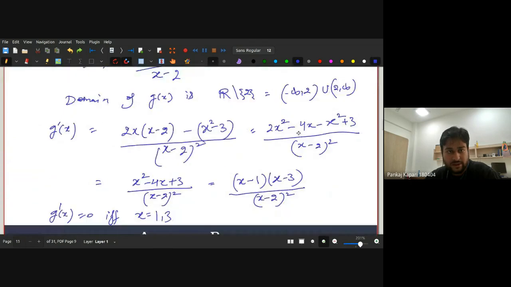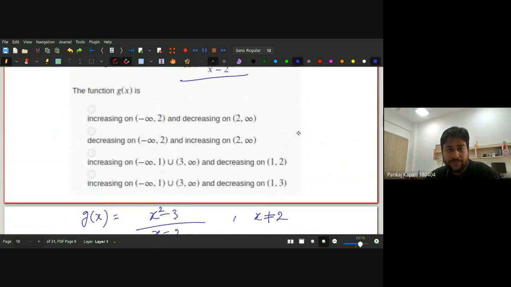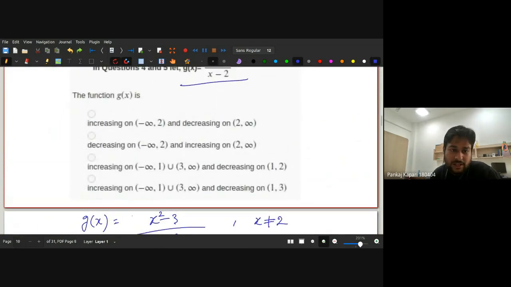So let's choose the correct option. It says that the function is increasing in minus infinity comma 1 and 3 comma infinity, and the function is decreasing on 1 comma 2, right? So the third option is correct. We cannot choose the last option, 1 comma 3, because it contains 2. So we cannot say that the function is decreasing on 1 comma 3. We can say that the function is decreasing on the union of the intervals 1 comma 2 and 2 comma 3.